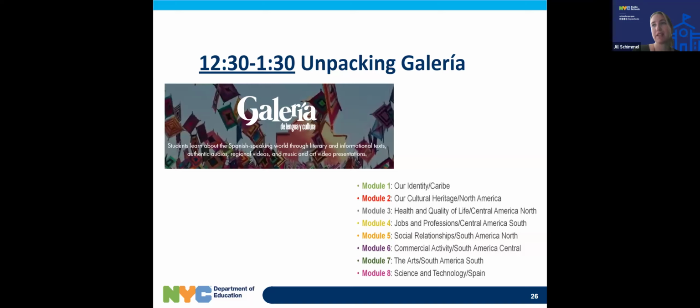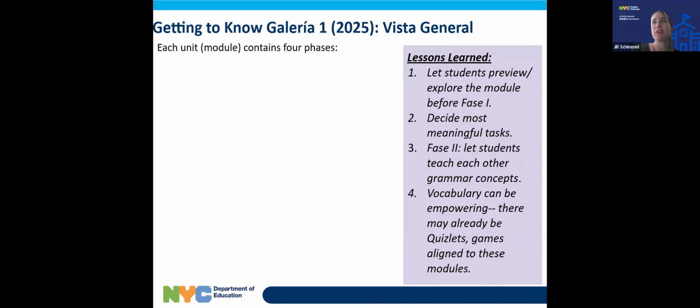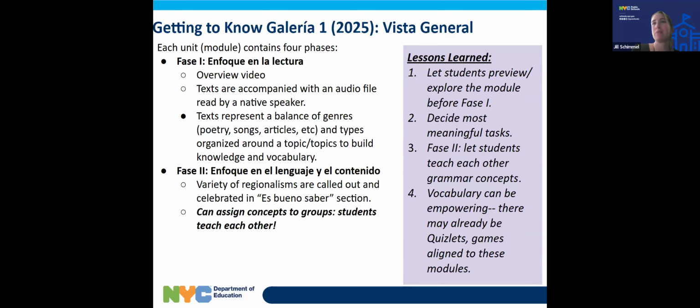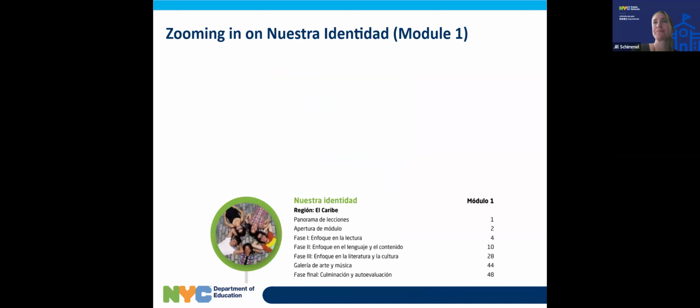And again, it's a variety of the Spanish speaking world. When's the last time you had a Spanish book that did not center Spain? Yeah, so that's a big deal. Spain is important and it is module 8. So we talked about this, right? The cuatro fases, again, fase dos, you decide what you want to do with it, and you'll have to decide the most meaningful tasks. And I love the idea of letting students preview before the module and explore.